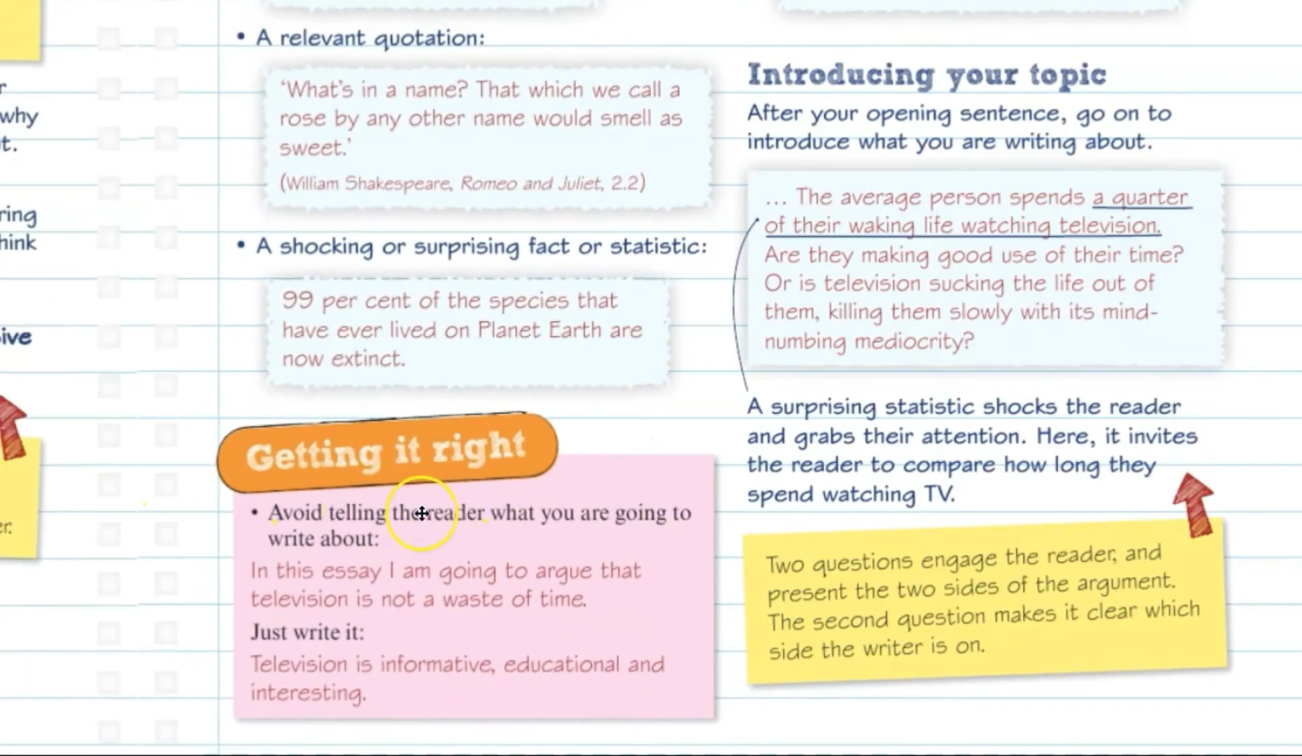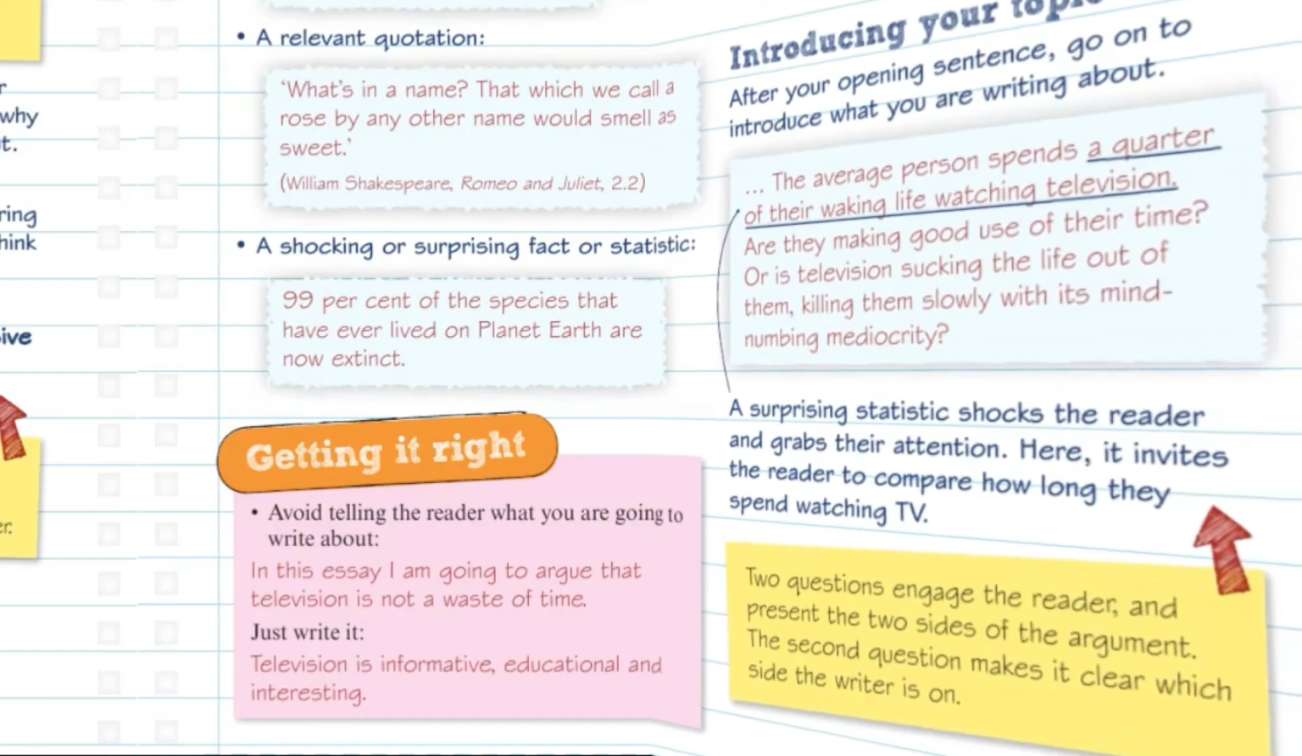And then it points me to a kind of top error that students make. Avoid telling the reader what you are going to write about. As in this essay, I'm going to argue that blah, blah, blah, blah. Yeah, I totally agree. And just by following the techniques up here, it stopped me making that mistake.